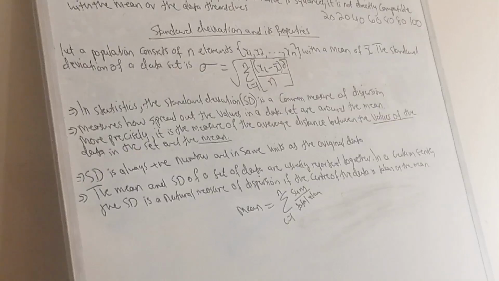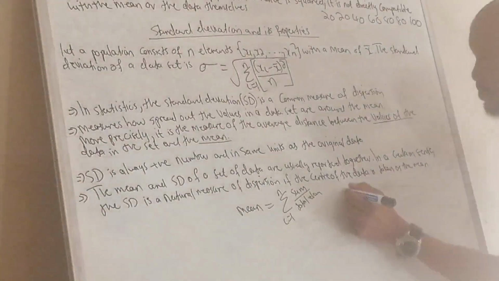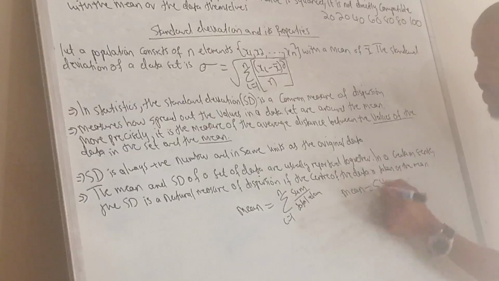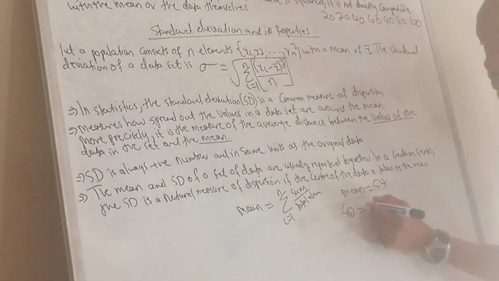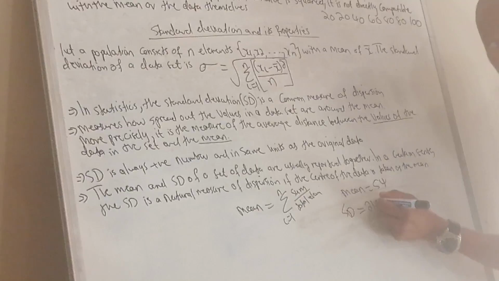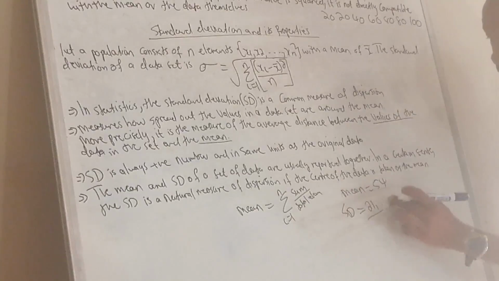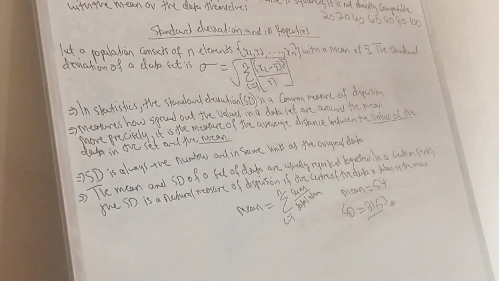Why must we report the mean and the standard deviation as one? You cannot report the mean without giving us the standard deviation and vice versa. Why?